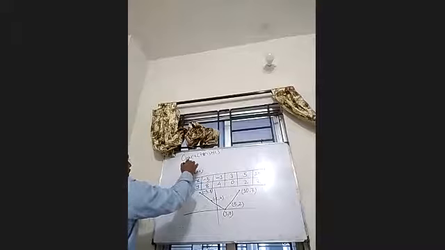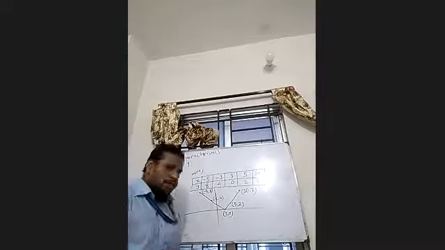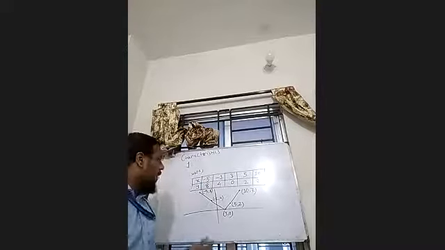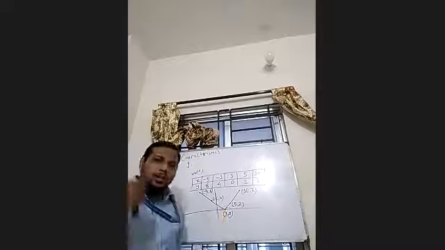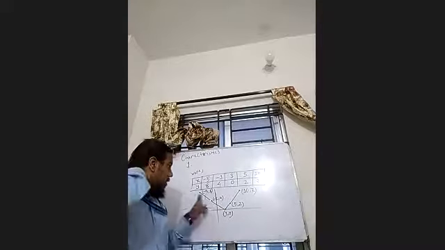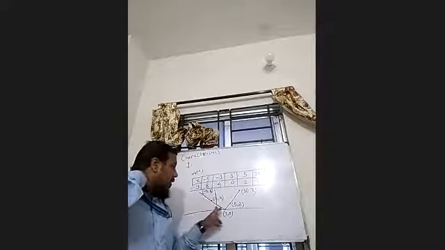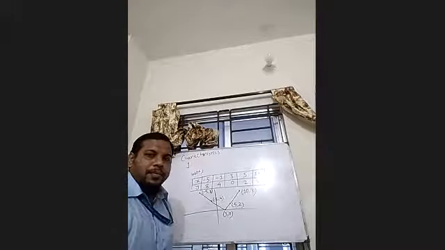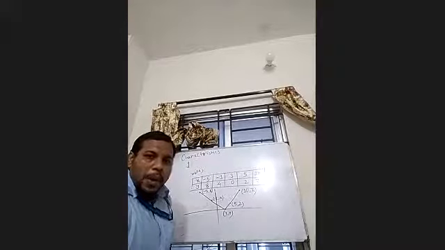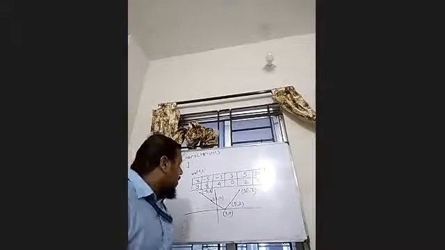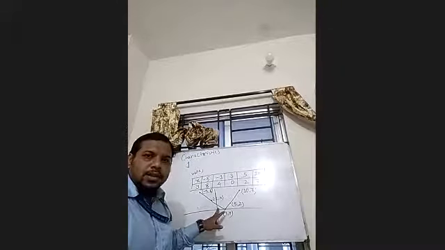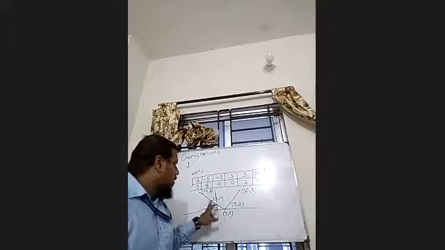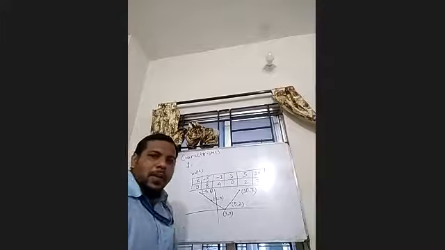First of all, let me say it in simple terms: how many lines can be here? Is it possible to get any other lines other than this line and this line? Is it possible to get any other lines other than these two lines?